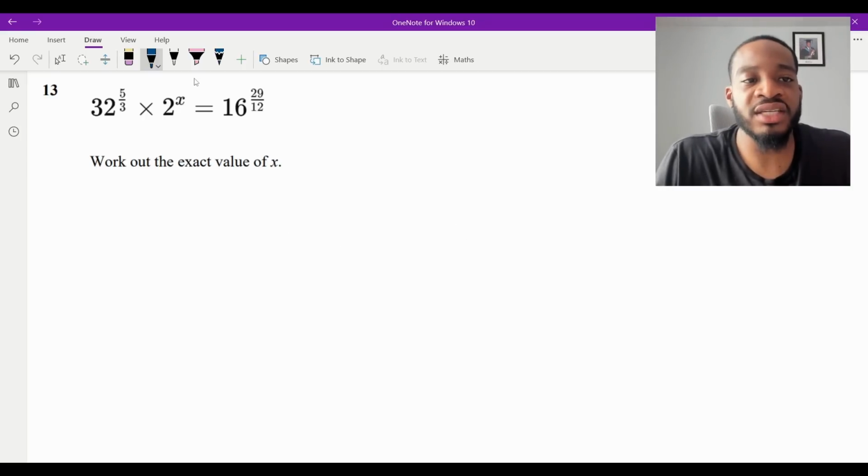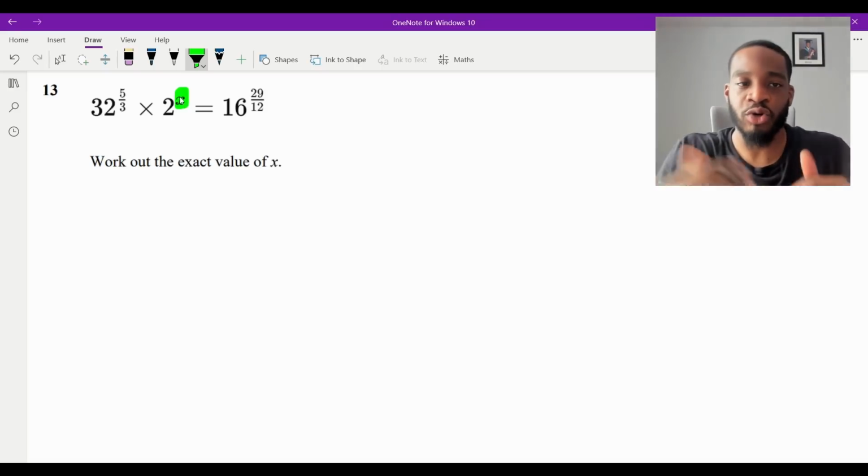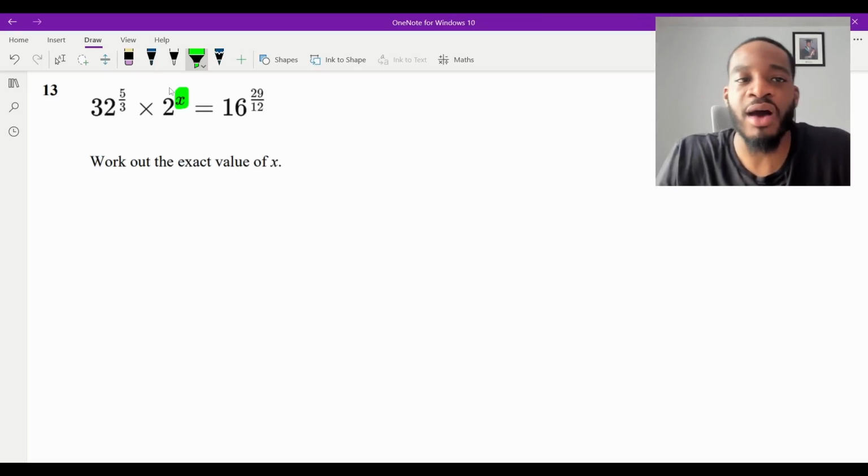Okay, so with these types of questions, they are called exponential equations. The reason is that the letter you're trying to find is in the power. Normally it's on the bottom, isn't it? How do we work out these types of questions?